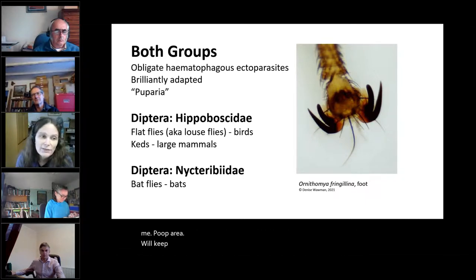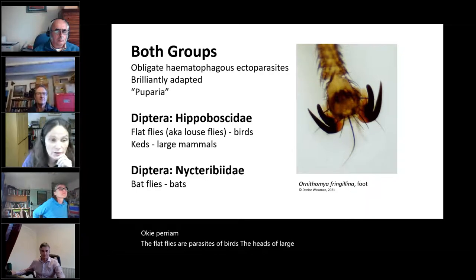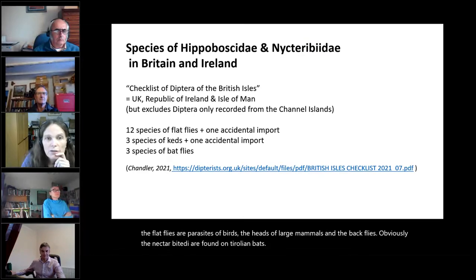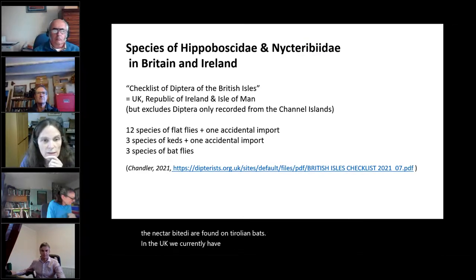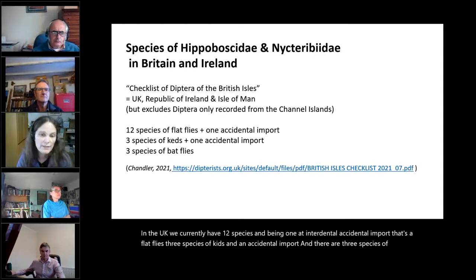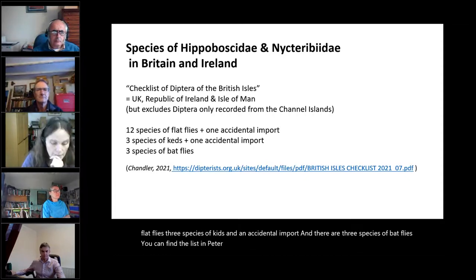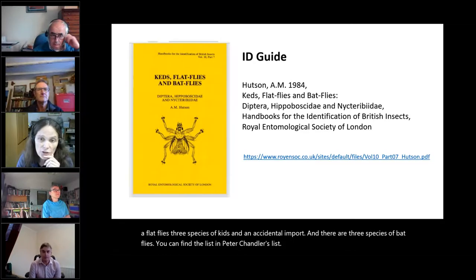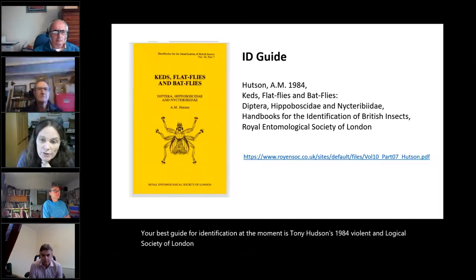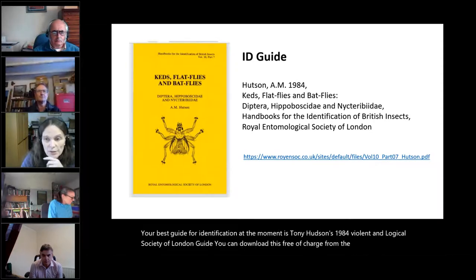So the flat flies are parasites of birds, the keds of large mammals, and the bat flies, obviously the Nycteribididae, are found entirely on bats. In the UK, we currently have 12 species, and there's been one accidental import. That's flat flies, three species of keds and an accidental import. And there are three species of bat flies. You can find the list in Peter Chandler's list. Your best guide for identification at the moment is Tony Hudson's 1984 Royal Entomological Society of London guide. You can download this free of charge from the Royal Entomological Society's website.